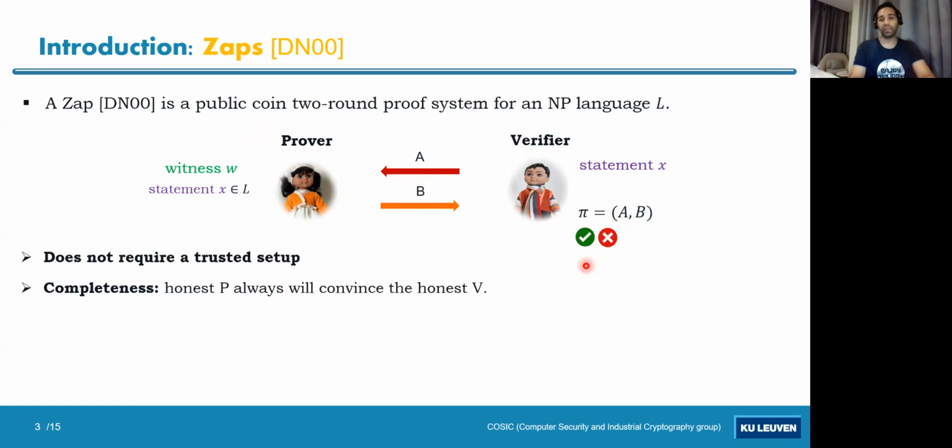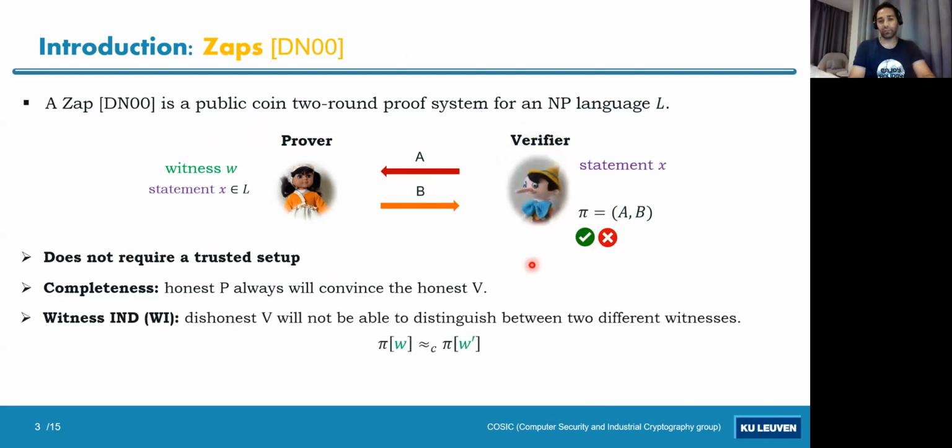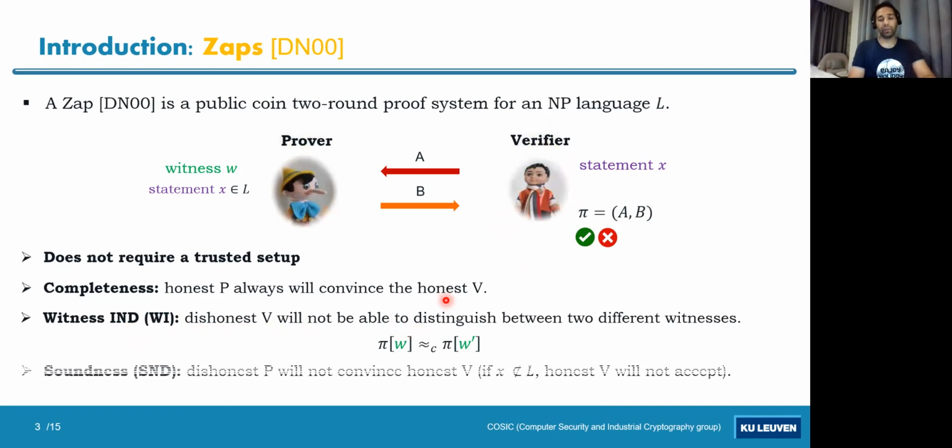But similar to other proof systems, they need to be complete. Basically, an honest prover should convince the verifier. They also need to achieve some security notion against a malicious verifier. And here they achieve witness indistinguishability, which basically guarantees that a dishonest verifier will not be able to distinguish the witness that is used in proof generation, for example, witness 1 or witness 2. And in the case that the prover might be malicious, we again expect some security notion, which is called soundness, and that guarantees that a dishonest prover will not convince the honest verifier.